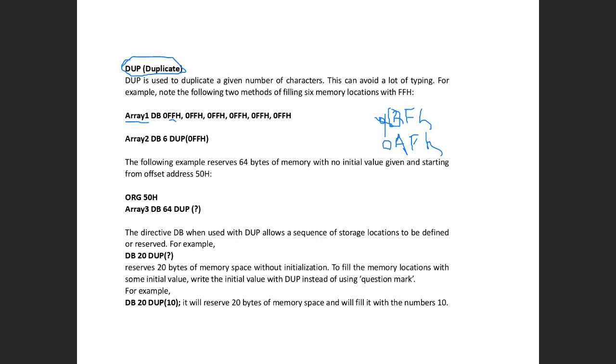So this 0 is nothing but FF. If, for example, we have 6 data items, instead of writing six numbers, we can use it that way: array2 DB 6 DUP, and then this value. That means this will do the same thing, the same purpose as the other one. We don't have to write this number six times because they are the same number. We can write 6 DUP, duplicate this one. Do you understand this one?